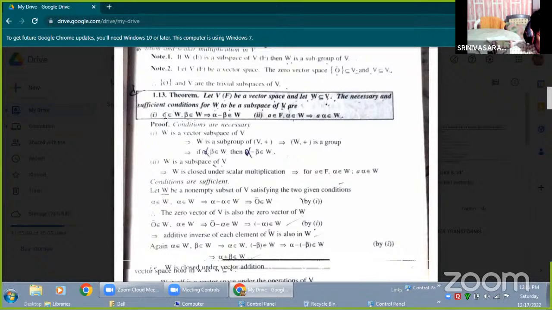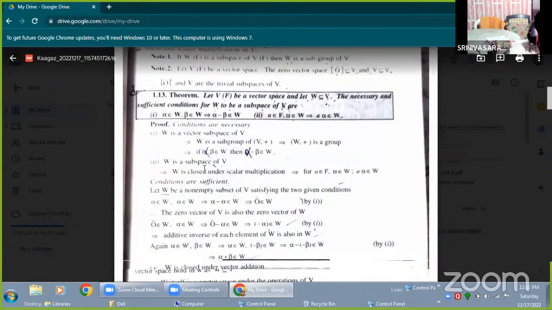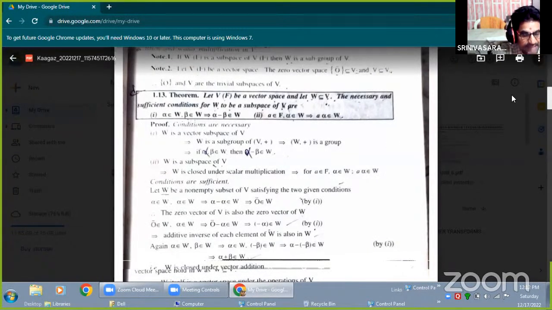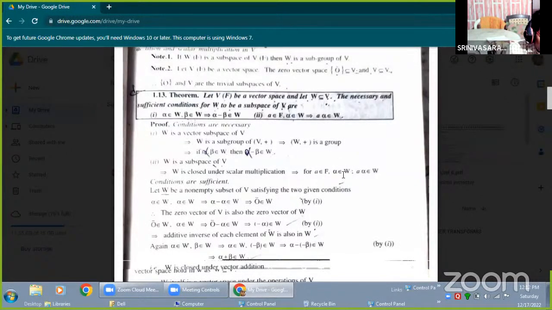According to this condition, alpha belongs to W, beta belongs to W, so alpha minus beta belongs to W. That is, alpha plus of minus beta belongs to W. The closure condition is verified in the group structure. Now W is a subspace of V, and W is closed under scalar multiplication. What is the scalar multiplication under vector space? A alpha belongs to V, because W is contained in V. Therefore, W is a subgroup of V. In the same manner, the same scalar multiplication, where A belongs to the field and alpha belongs to W, gives A alpha belongs to W.